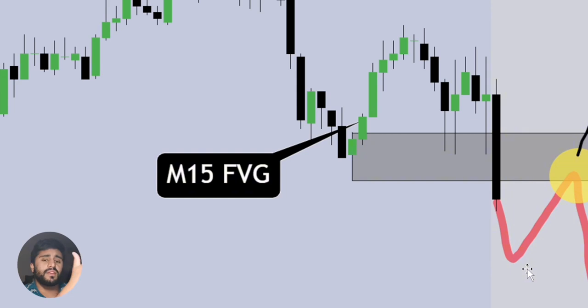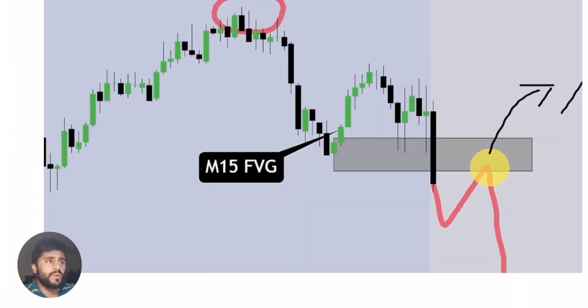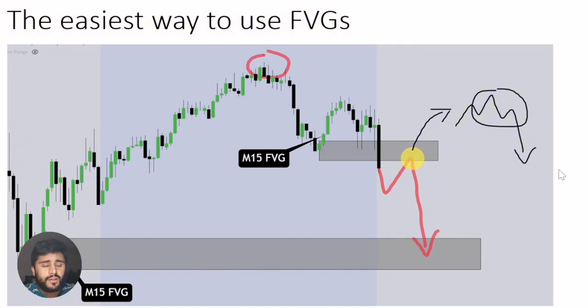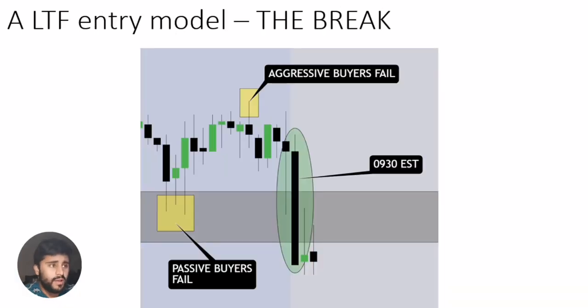So often simplification leads to more profits, easier trading, enjoyable trading, and less psychological mess. So that's kind of where we're going. Using 15-minute fair value gaps is essentially a cheat code. Now on the lower time frames, we're looking for a break and retest. And that's how you use 15-minute fair value gaps. Everything comes down to a simple break and retest. And now we're going to be going over the lower time frame entry model.